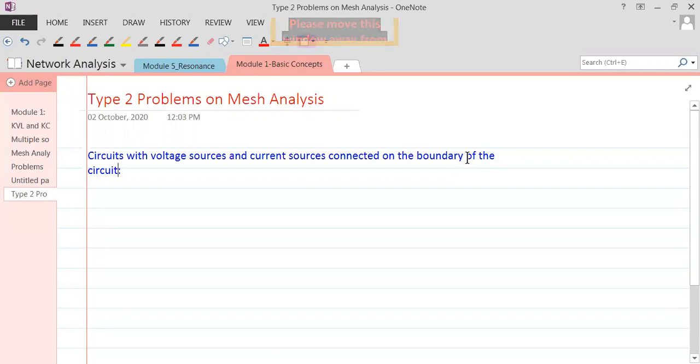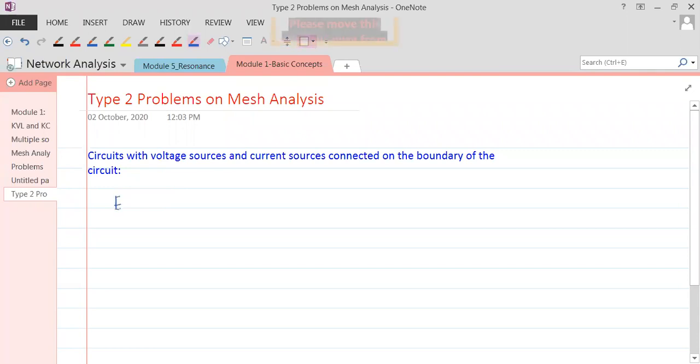Everybody's okay with this? What we are doing is considering the type 2 circuits. In network theory or network analysis, they don't categorize like type 1 and type 2. But it would be easier for us to refer to these circuits if we name them category-wise. The type 1 problems are those which don't involve any current sources. Type 2 problems are those which involve current sources on the boundary of the circuit along with the voltage sources. So let's see how that circuit looks.